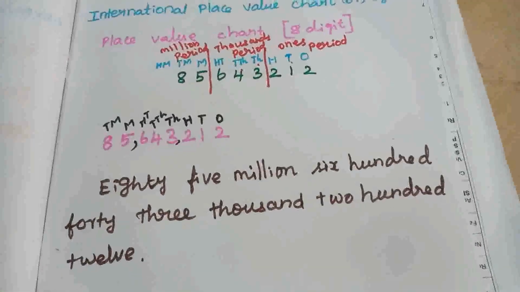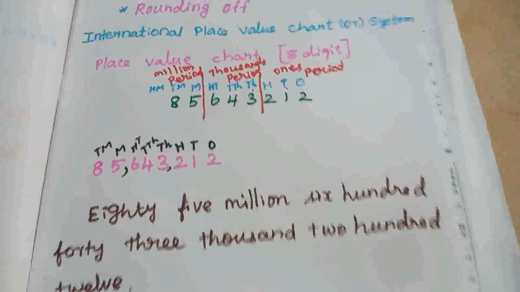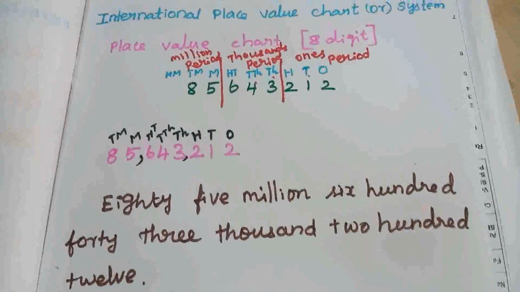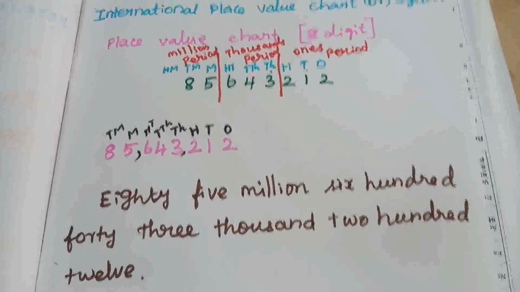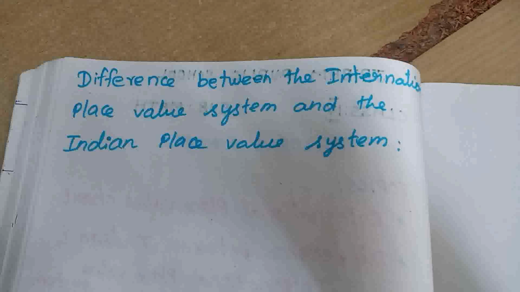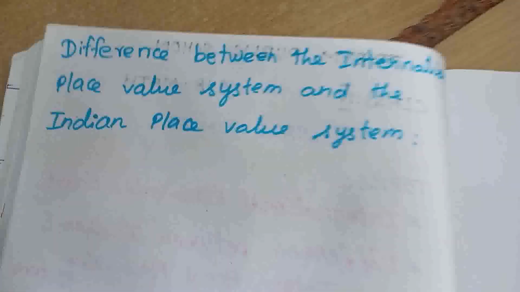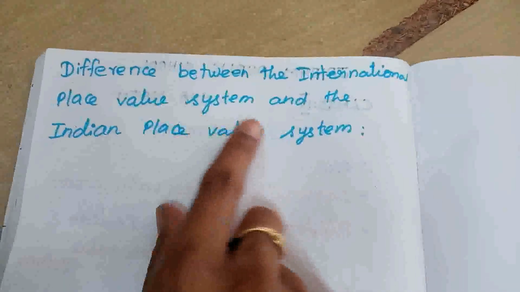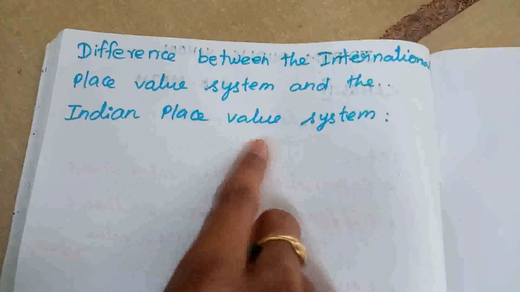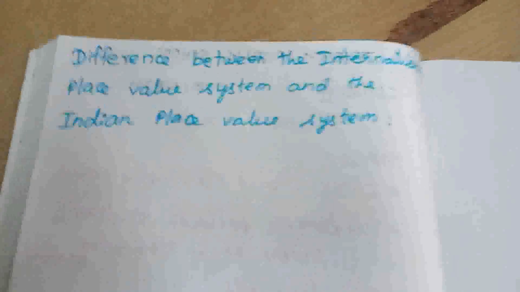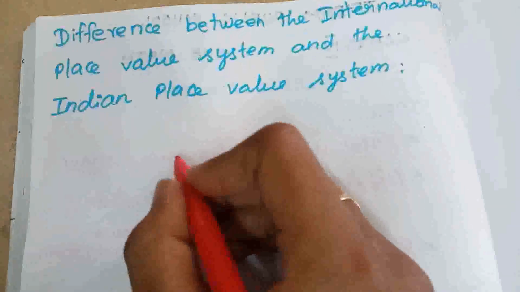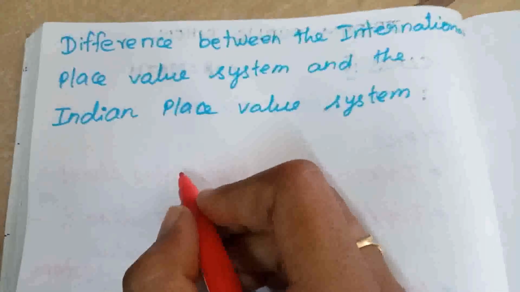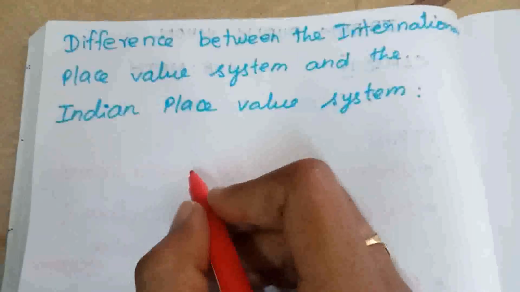Do you have any doubts? Shall we move to the next topic? The next topic is the difference between the international place value system and the Indian place value system. Shall we see? Listen. First we have to see the difference between the international place value system and the Indian place value system.